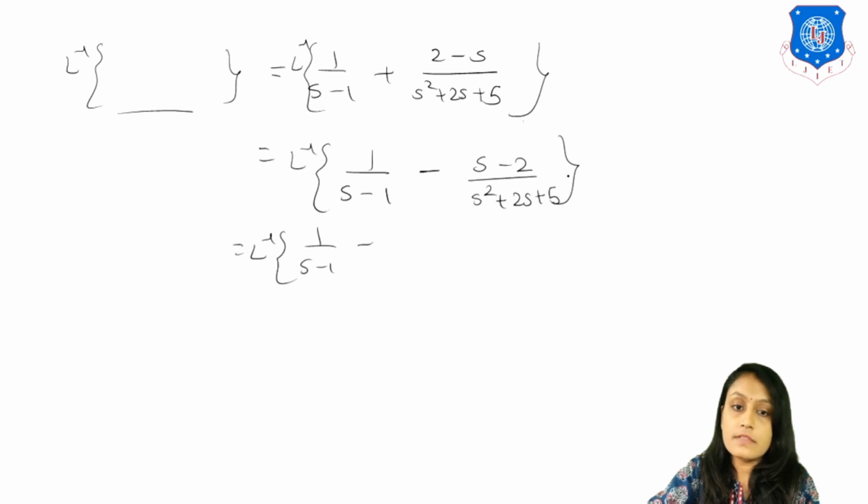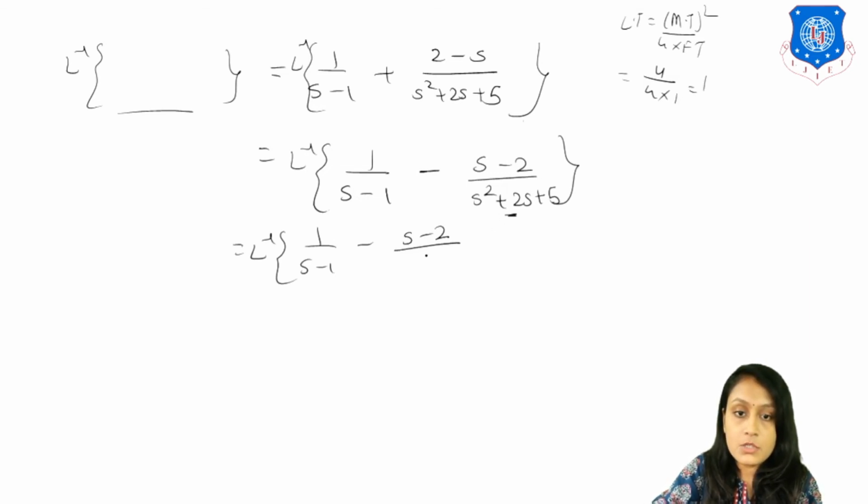Now again, to solve this type of example, what we have to do? We have to find the last term. So again, the last term formula is what? Middle term square upon 4 into first term, right? Here middle term is 2, so it is 4 upon 4 into first term 1, right? So last term is 1 over here.